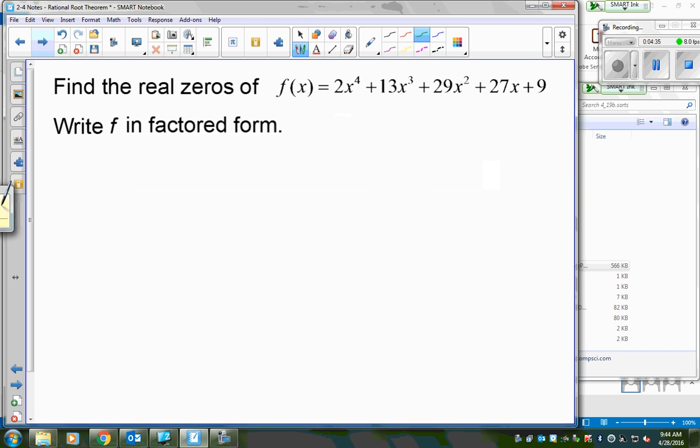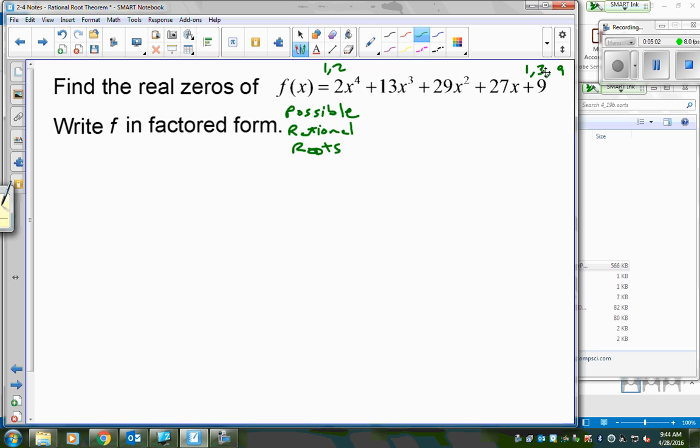I'll get back to this. On this first example, we're going to start by listing the possible rational roots. What I would do is come over here and list the roots of the constant there, list the roots of the coefficients there. And then I don't always label this, but this time I think we should. This is our list of possible rational roots.